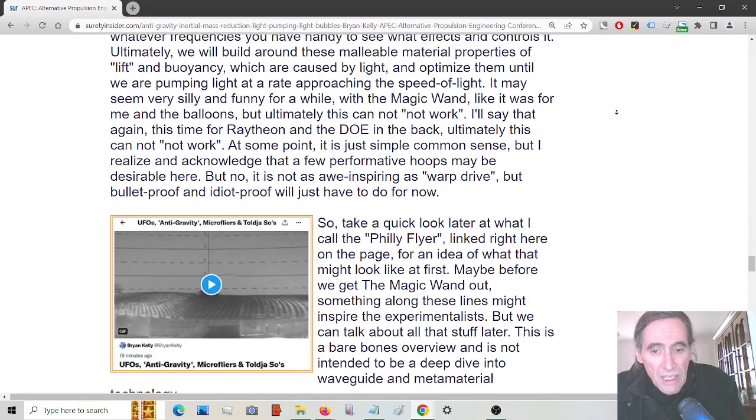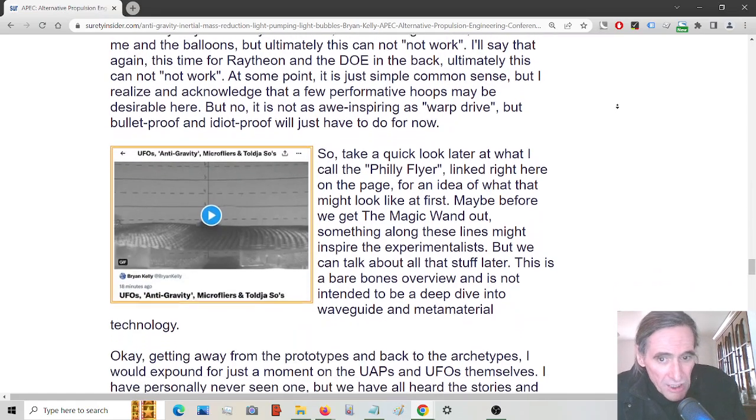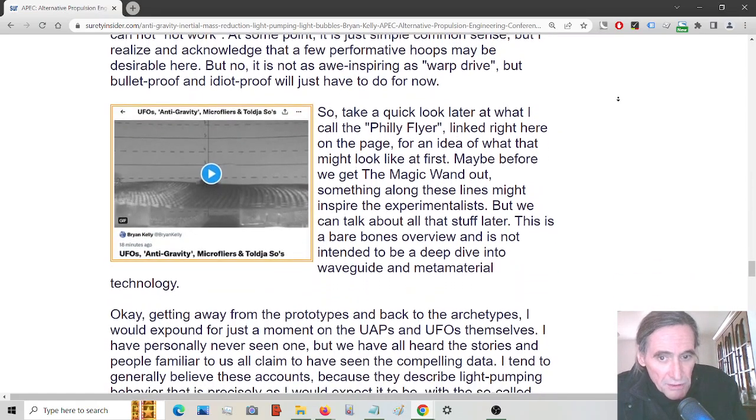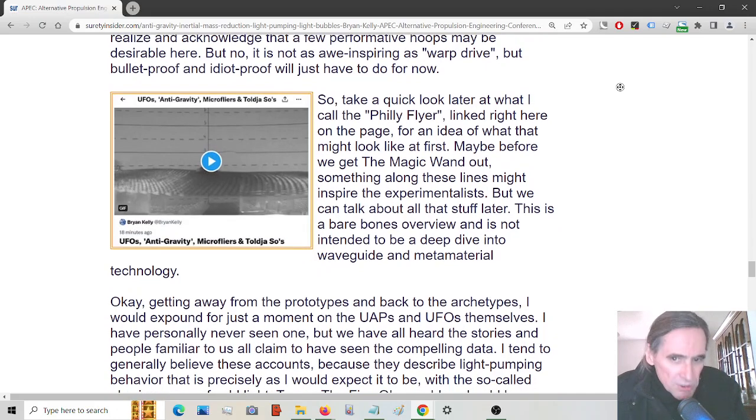So, take a quick look later at what I call the Philly Flyer, linked right here on the page, for an idea of what that might look like at first. Maybe before we get the magic wand out, something along these lines might inspire the experimentalists. But we can talk about all that stuff later. This is a bare-bones overview and is not intended to be a deep dive into waveguide and metamaterial technology.